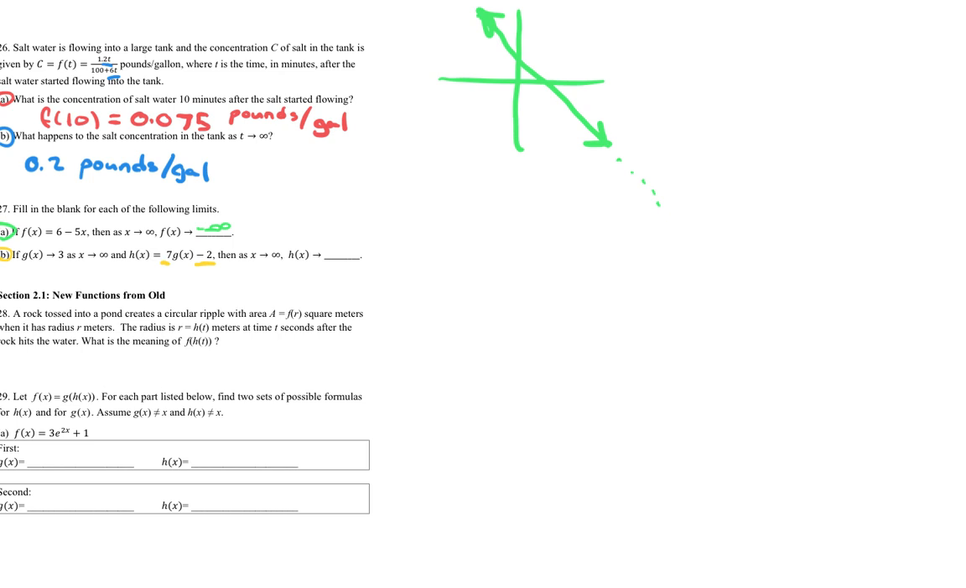So really, we can think about this as 7 times the limit as x approaches infinity of g of x, minus 2. And we know this portion here, the limit as x approaches infinity of g of x, is just going to be 3. So really all we have is 7 times 3 minus 2, which is just going to be 19. And again, that's because this 7 and this minus 2 don't really have an x necessarily attached to them.